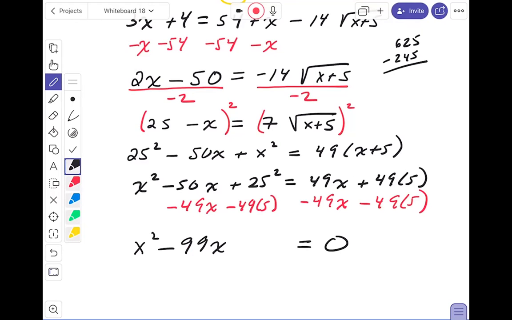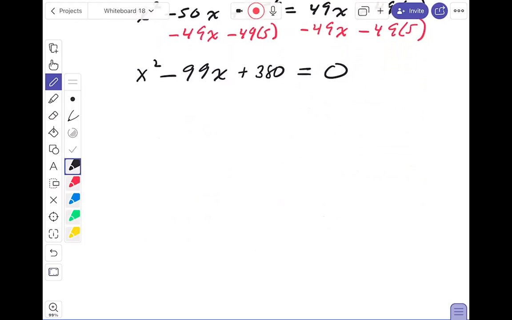All right, what do you get? 0. All right, this is going to borrow 5. This becomes 12. This becomes 8. This becomes 3, 380. Put this over here, plus 380. Yeah, it's tough. It's long too. Don't be discouraged though.